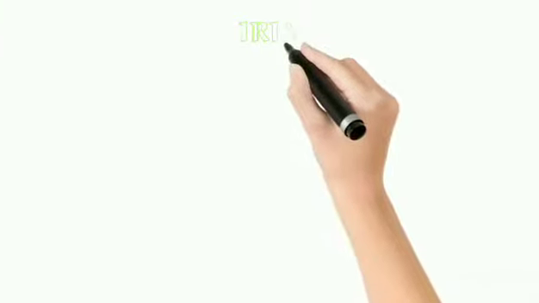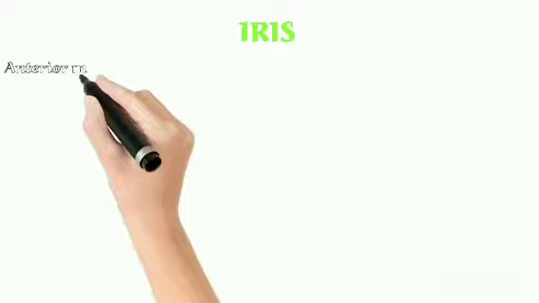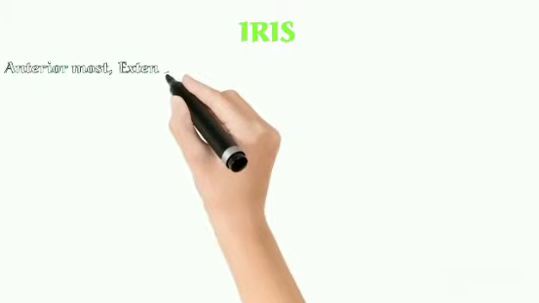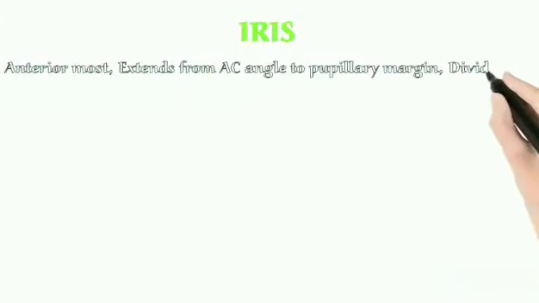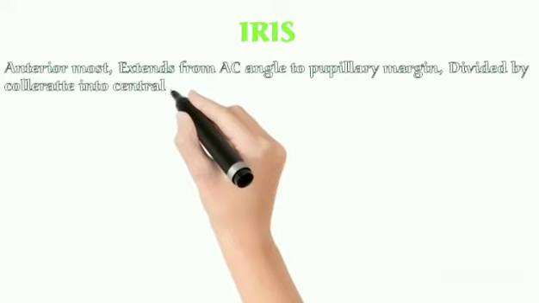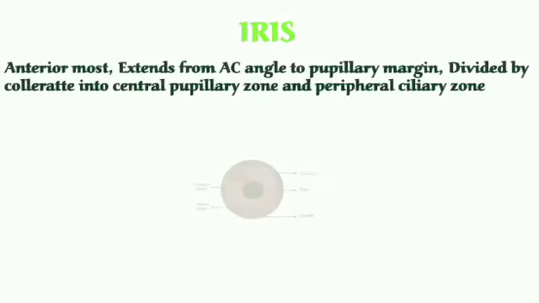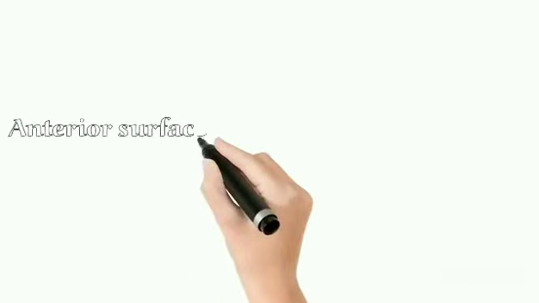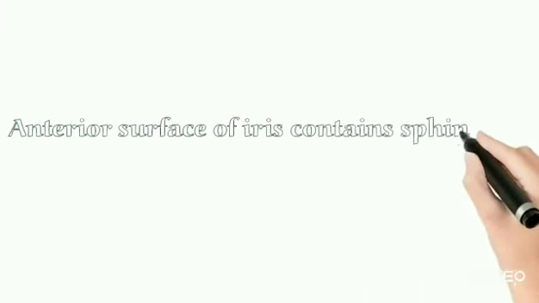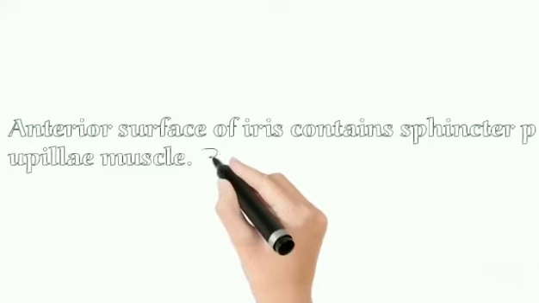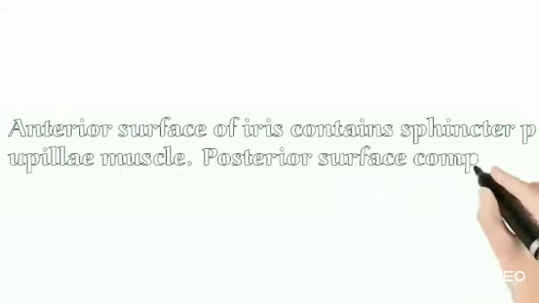The iris is the anterior-most and it extends from the anterior chamber angle up to the pupillary margin. It is divided into a central pupillary zone and an outer peripheral ciliary zone by the collarette. It is thickest at the collarette and it is thinnest at the anterior chamber angle. The anterior surface of the iris contains the sphincter pupillae muscle while the posterior surface contains the epithelial bilayer.